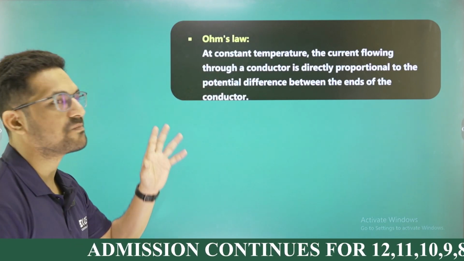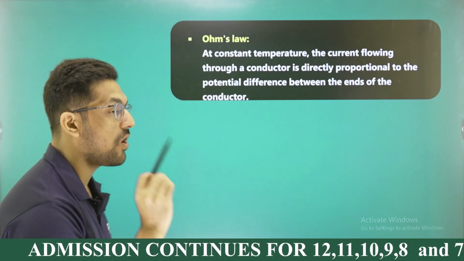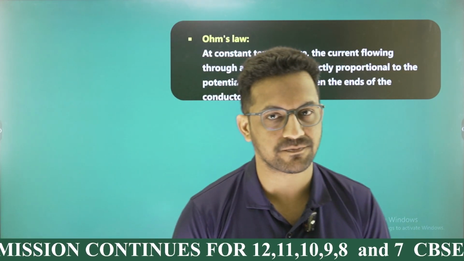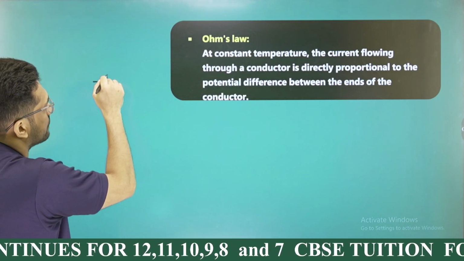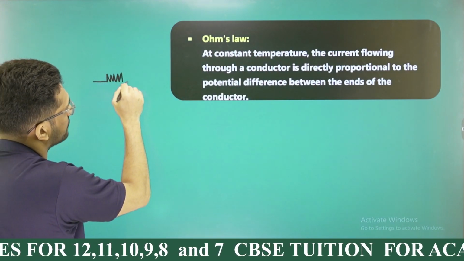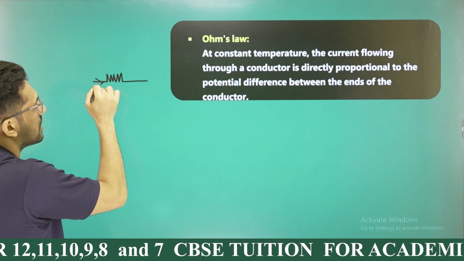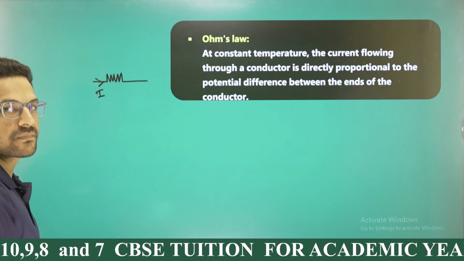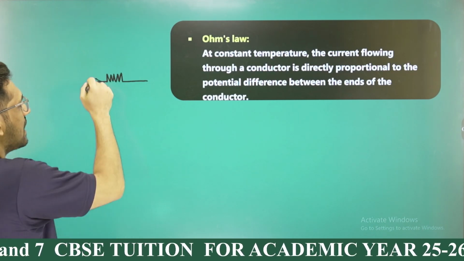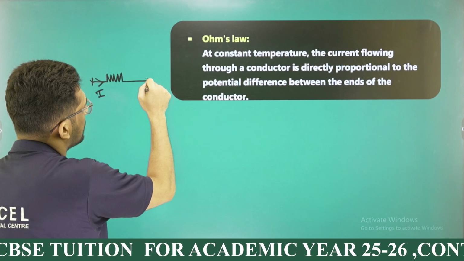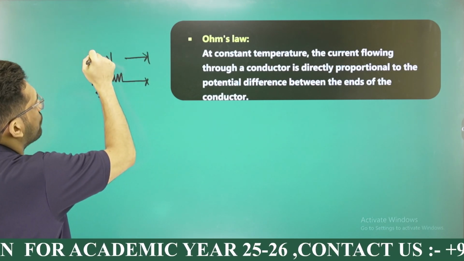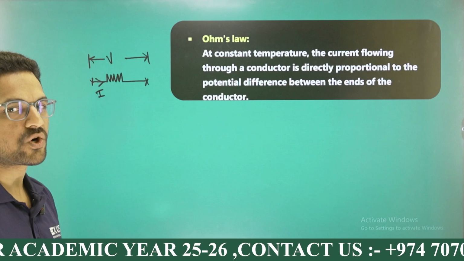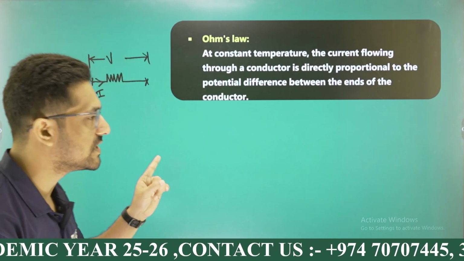Then Ohm's law, a very important topic in this chapter. Let's understand what is Ohm's law. I am going to represent a conductor here. This is a conductor. Current is flowing through the conductor, and these two are the two ends of the conductor. Between these ends, there is a voltage existing. A potential difference is existing between these two ends.